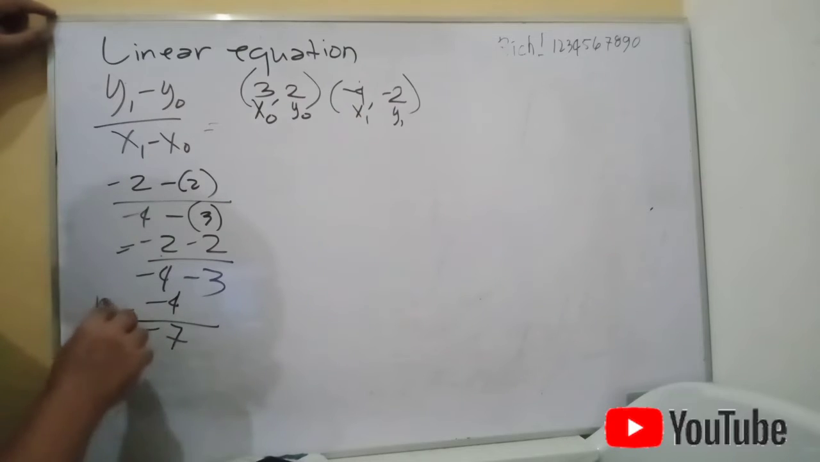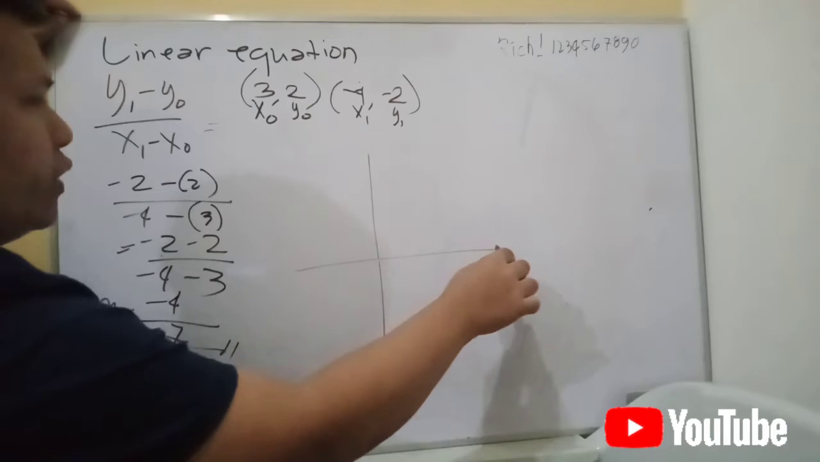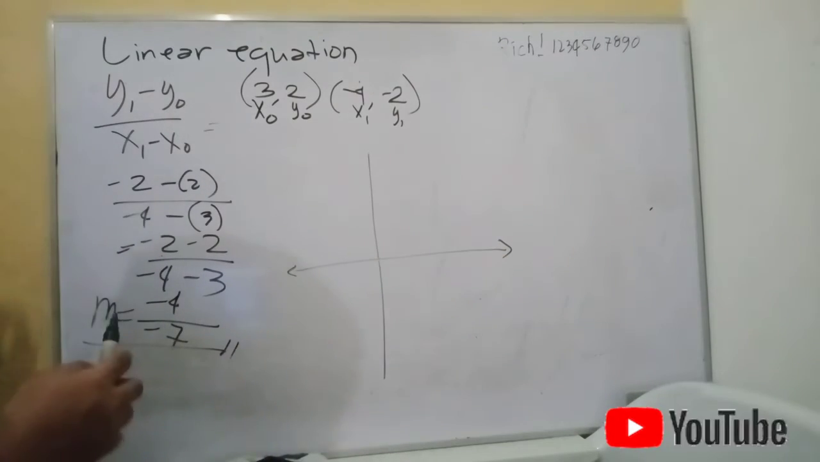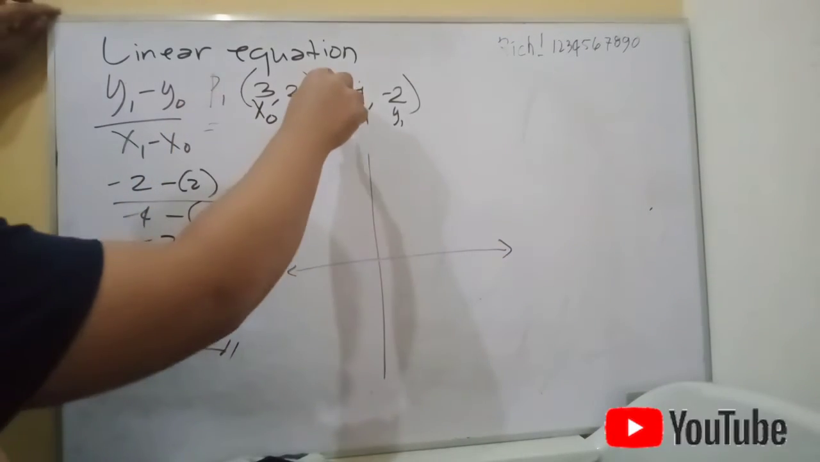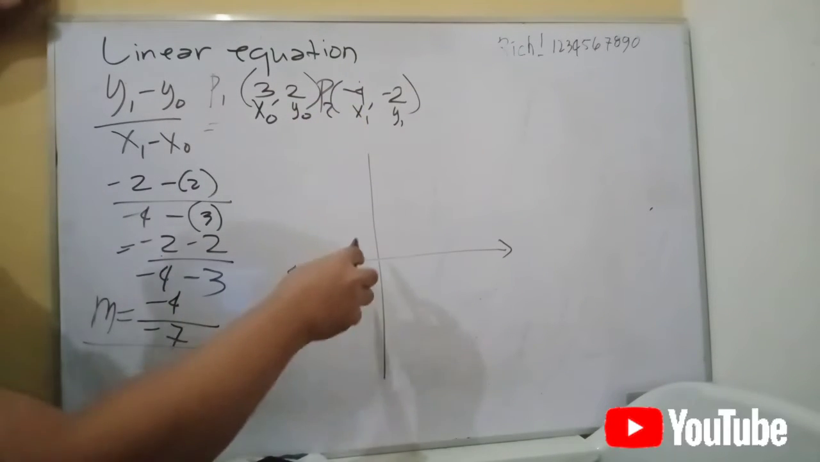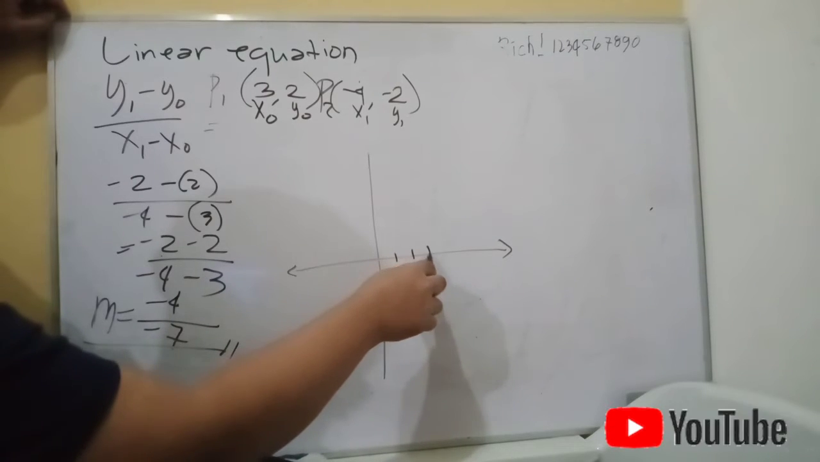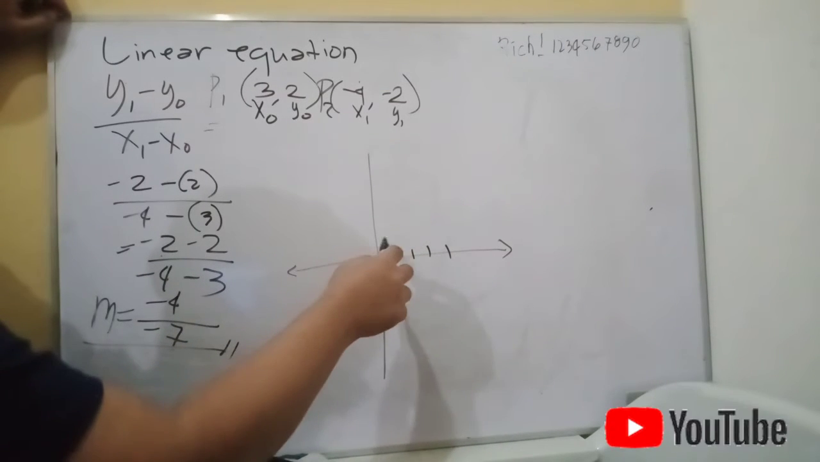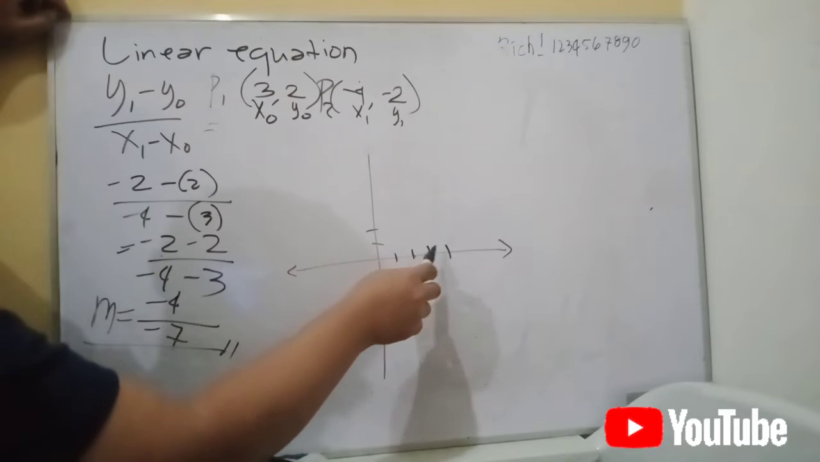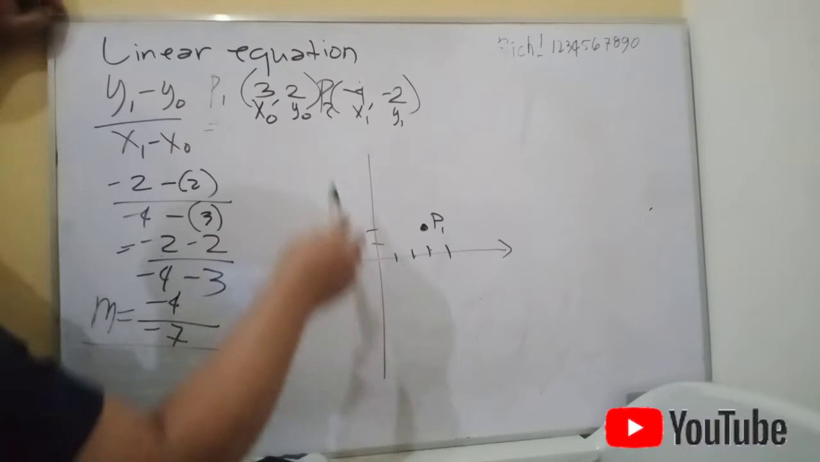Okay, so this is our slope of the equation. So let's try to prove if these points are correct. So this is point 1 and this is point 2. Okay, so let's try to prove. Alright, so that's 3. So 1, 2, 3. So dito yung points niyan. This is P1. What about for P2?